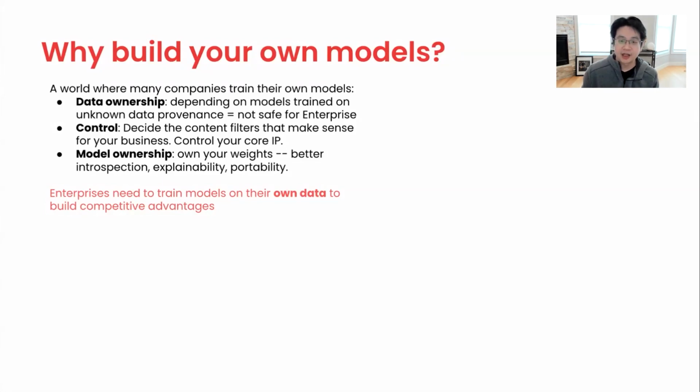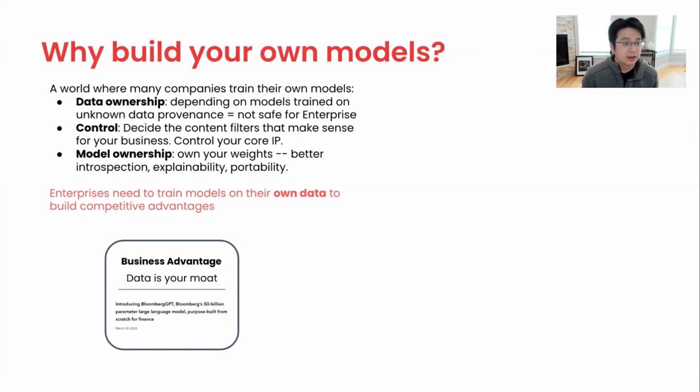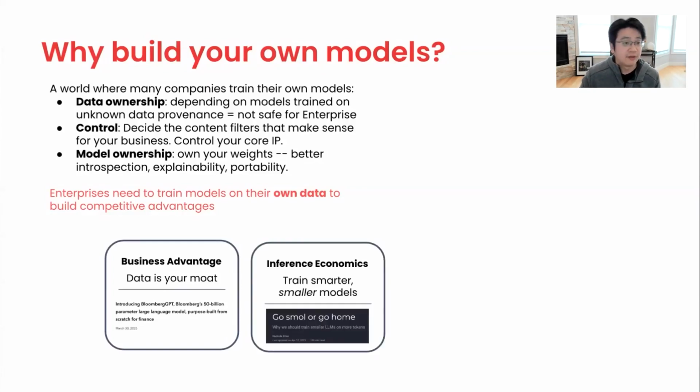And this third bit we've heard that's very important for a lot of enterprises is model ownership. You want to be able to own your weights. This allows you to better introspect and explain what type of decisions these models are making. And also it's more portable. You are not marrying yourself to a third-party provider for all of your applications. And you can actually move that model around to different services and different providers as the ecosystem continues to evolve. And so for many of these reasons, we see a lot of enterprises that need to train models on their own data and be able to own the models to build their competitive advantages.